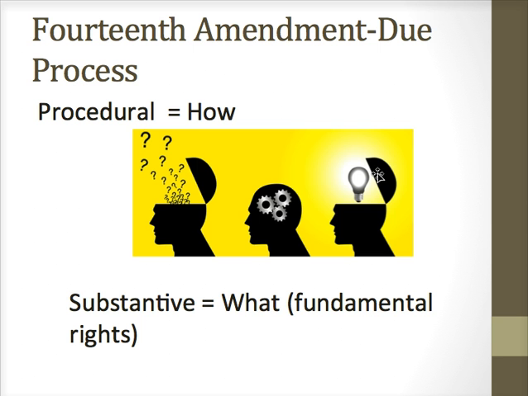How does government deprive you of those rights? How does government take your property? That's what procedural due process is. So on the slide, I say procedural equals how. And then substantive due process is the what. That is, with substantive due process, you're looking at what is government taking, not how is government taking it, but what is government taking. And substantive due process applies to fundamental rights, such as the freedom of speech, for example.